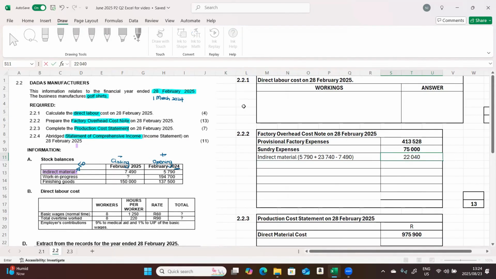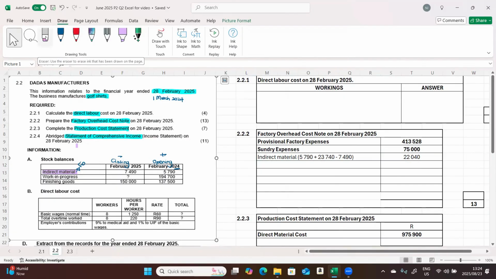All right. So there you have a few marks in the bag already just by looking at your stock balances and knowing what to do with them. Okay, perfect. Then we move on to the next stock balances, which is our work in progress stock balances. When you see this, you have to know immediately where these balances belong. Work in progress usually goes to our production cost statement.